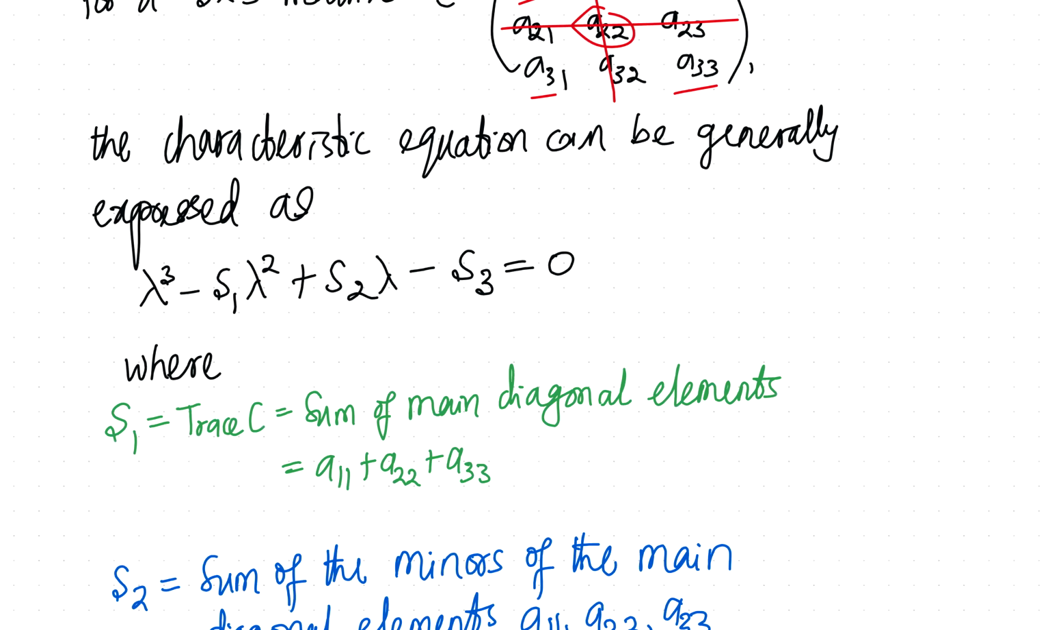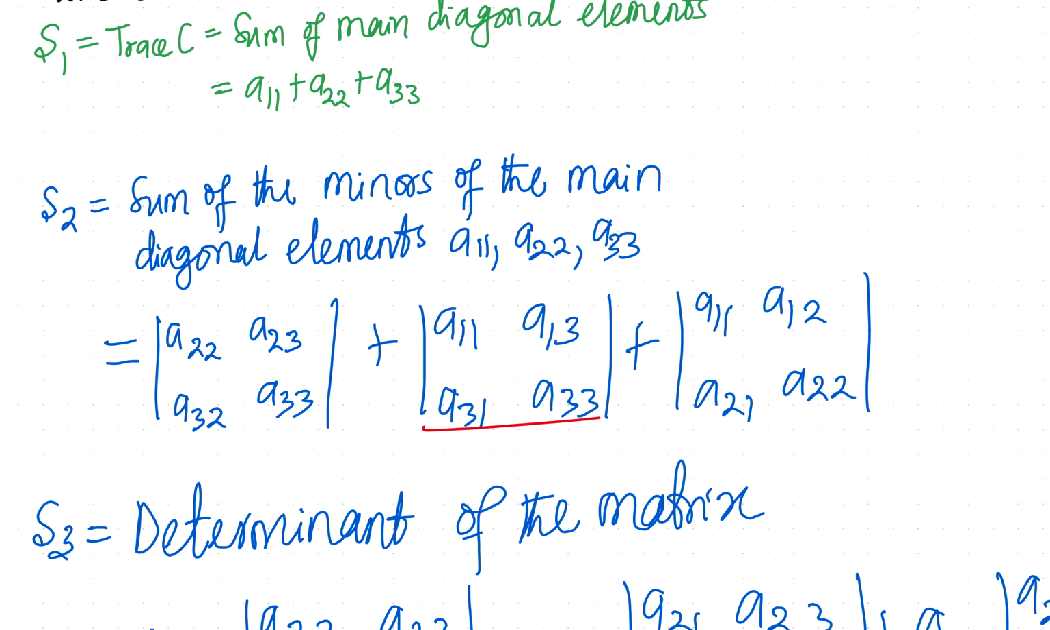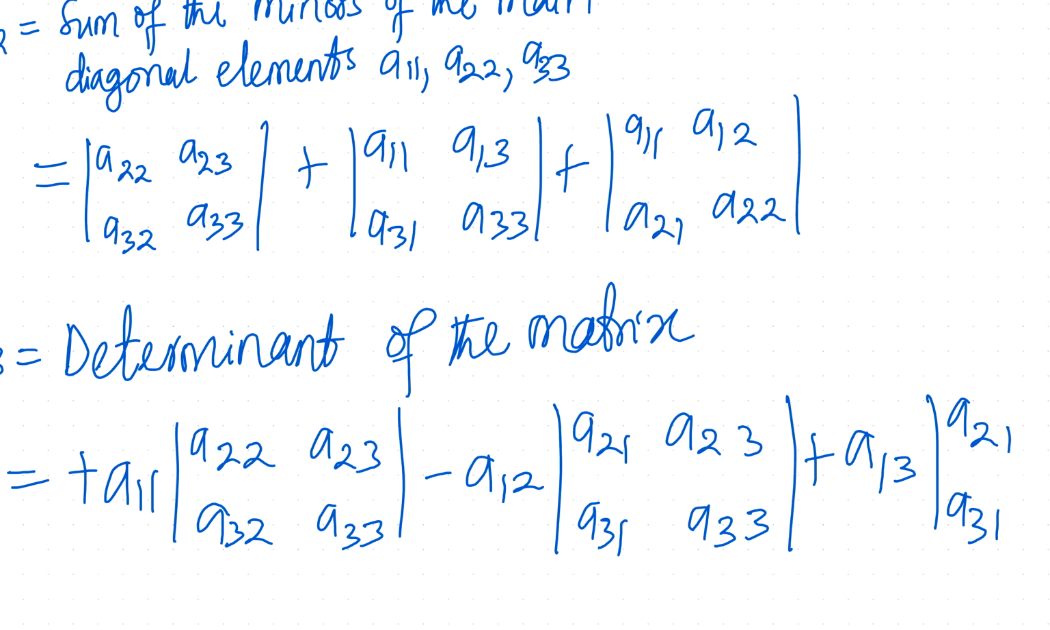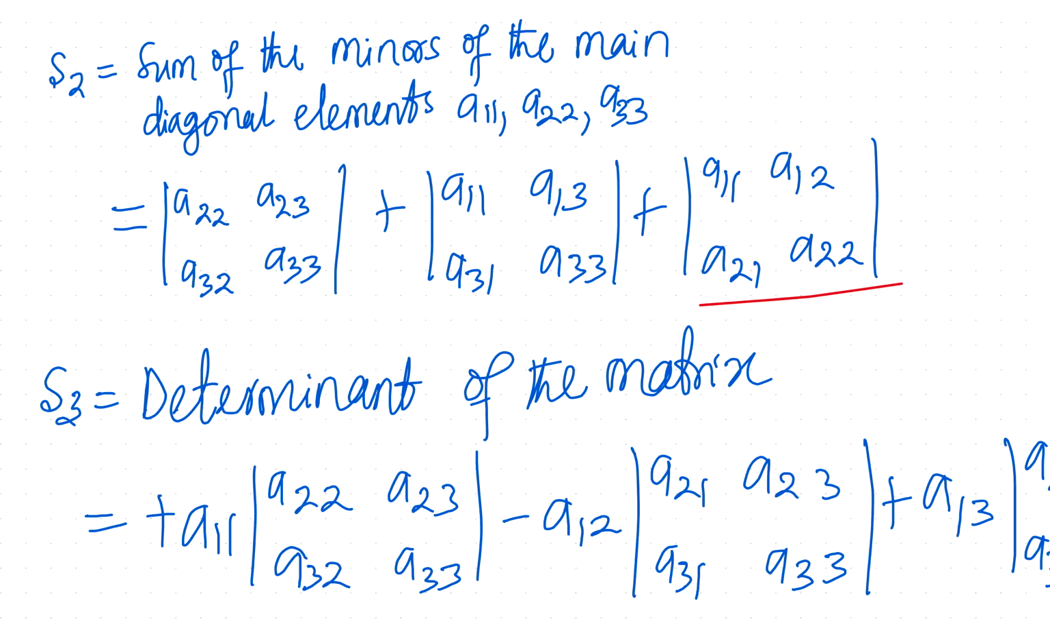And then lastly, we need to find the minor of the third element on the principal diagonal, A33. So cross the row, cross the column. So you have A11, A12, A21, A22. And that is exactly what has come here. Okay, so we find those determinants and sum them together, and we are good. So that's our S2.